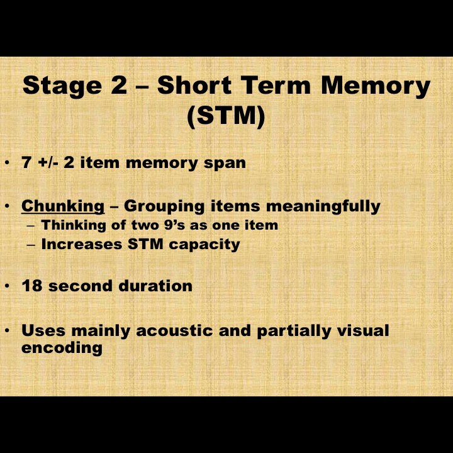Short-term memory only has an 18-second duration. It's called short for a reason, but it is a lot more than your sensory memory. After these 18 seconds, if it is not encoded into long-term memory, then it's generally forgotten. And finally, short-term memory uses mainly acoustic and partially visual encoding, which is interesting to note, because it doesn't really use semantic encoding.